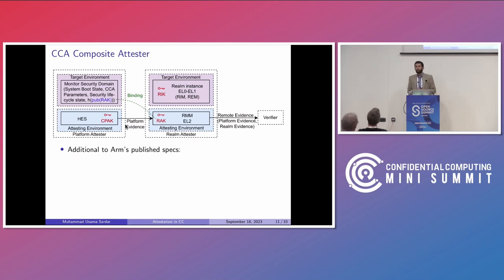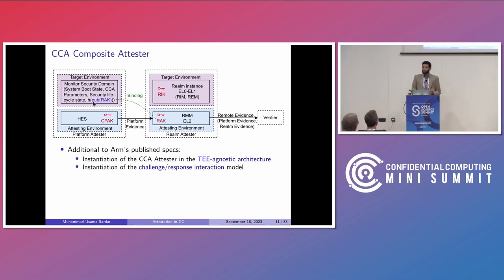So in addition to ARM's published specifications, thanks to our ARM co-authors and collaborators, what we have here is a specific instantiation of the CCC attester in the TE agnostic architecture. And the second thing, which is not in the ARM specs, is the challenge response interaction model, and we have instantiated it with that.